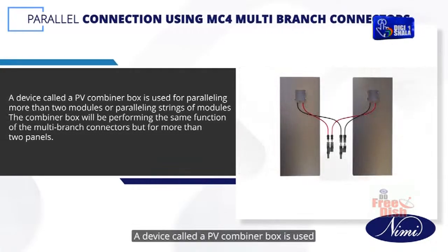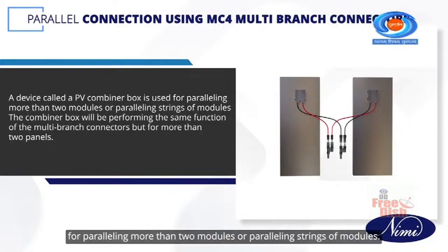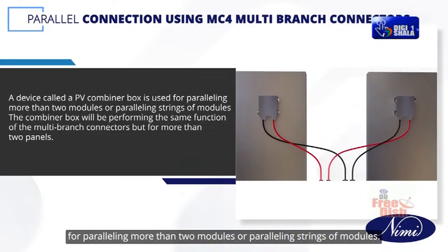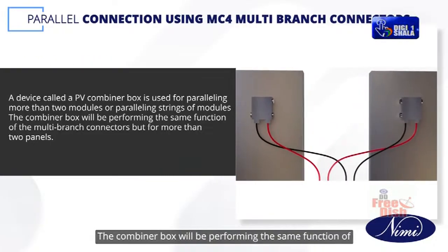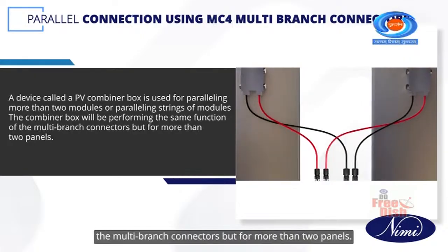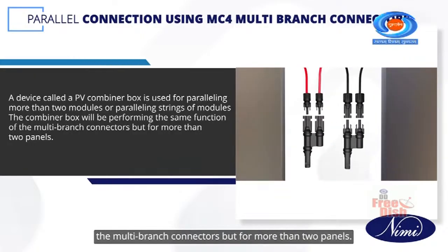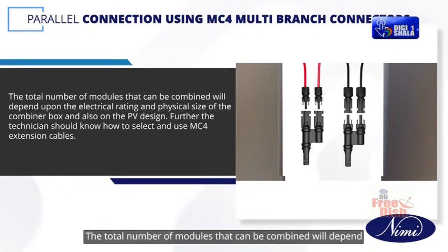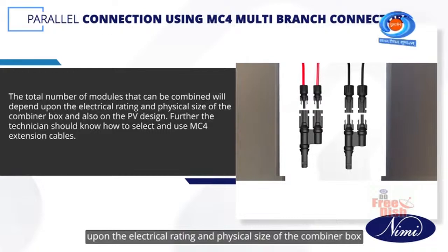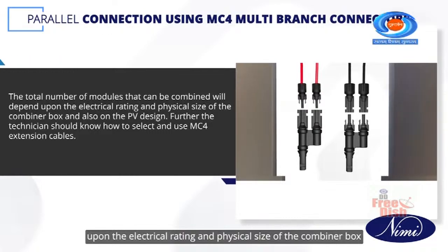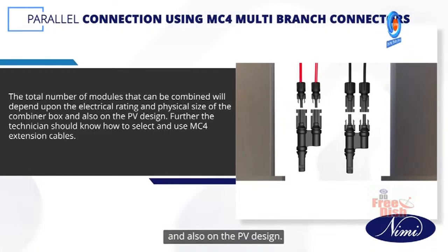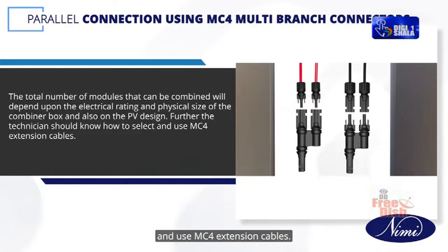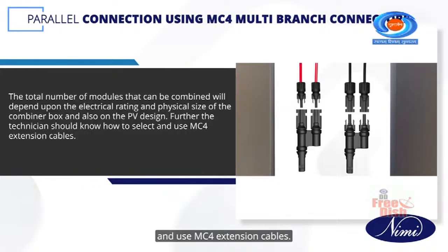A device called a PV combiner box is used for paralleling more than two modules or paralleling strings of modules. The combiner box performs the same function as the multi-branch connectors but for more than two panels. The total number of modules that can be combined will depend upon the electrical rating and physical size of the combiner box and also on the PV design. Further, the technician should know how to select and use MC4 extension cables.